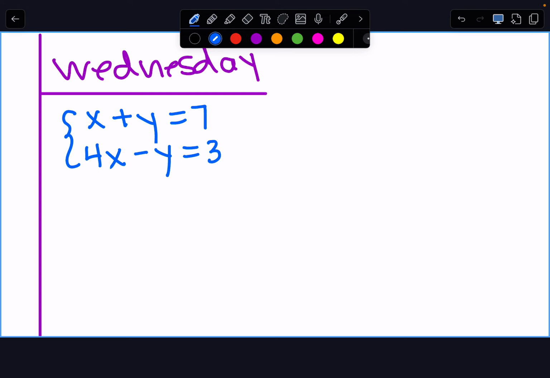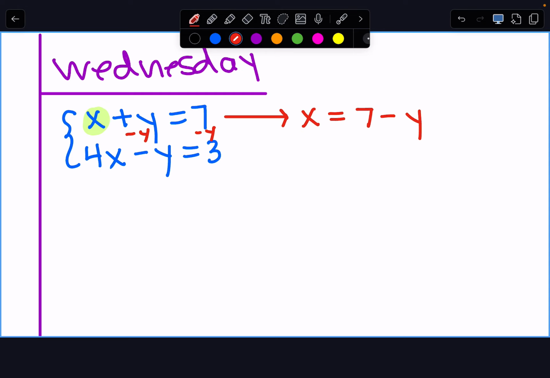Okay? It does not matter which variable that is. So just to be a little bit different, let's choose x in the first equation. If I choose x in this first equation, then I can write x equals 7 minus y. Do you agree? Because I subtracted y from both sides.